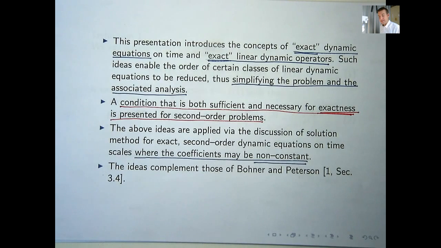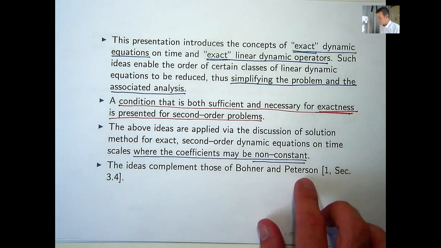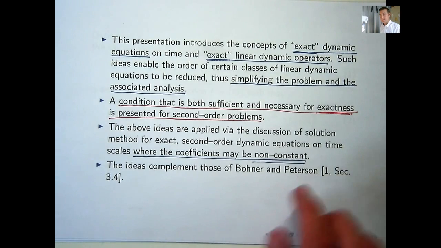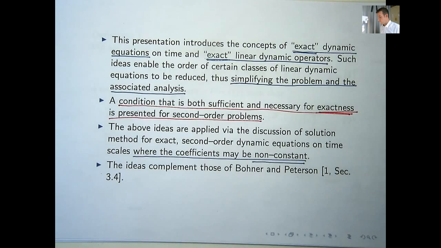Now the ideas in this presentation are related to those of Bohner and Peterson's very famous book, and I think the results there in section 3.4 and the results that I'm going to show you today complement each other nicely. In some sense, they're talking about the method of factoring in section 3.4, which is a little bit more general than what I'm going to talk about today. But on the other hand, my results are more general because they only consider second order problems, and my ideas and concepts relate to a whole range of problems.